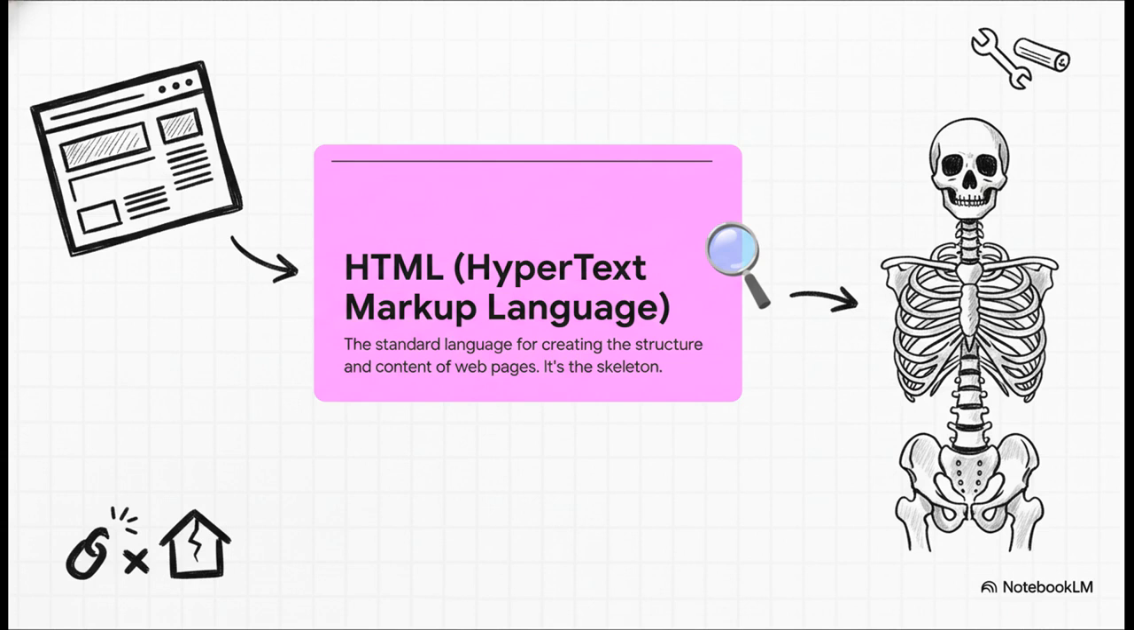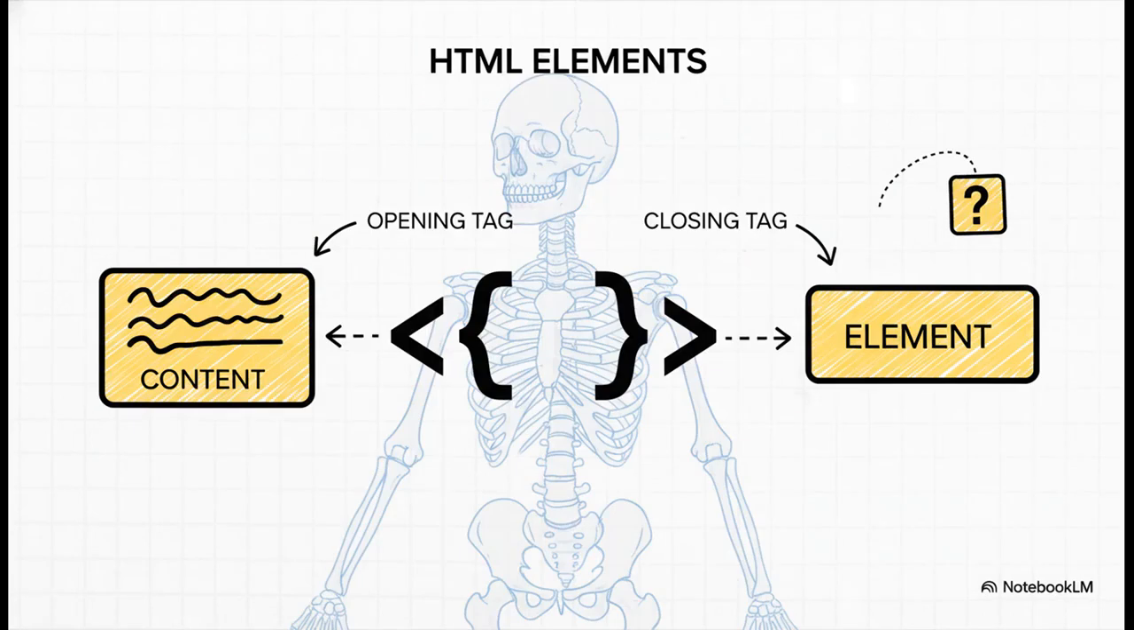It couldn't care less about colors or fancy fonts. Its only job is to provide the raw framework, the bones of the page. Put it this way, if you don't have HTML, you don't have a website, period. Okay, but how does it do that? How does it build the structure?